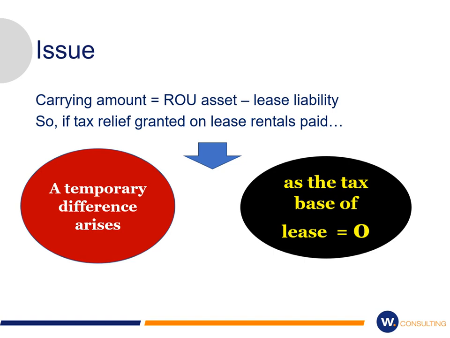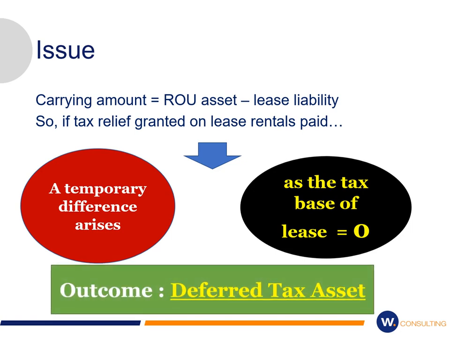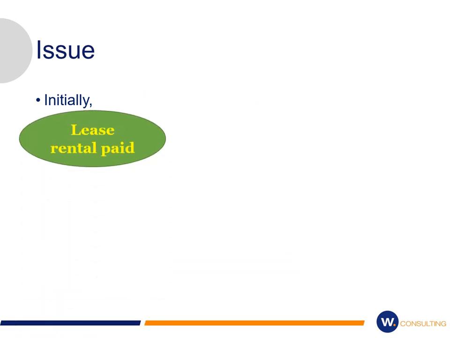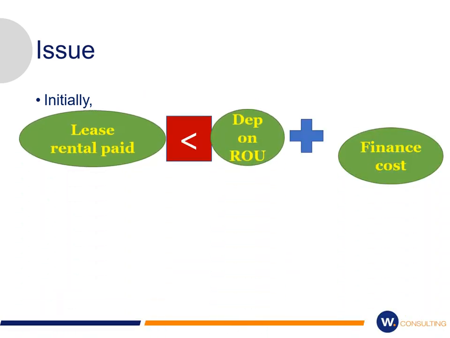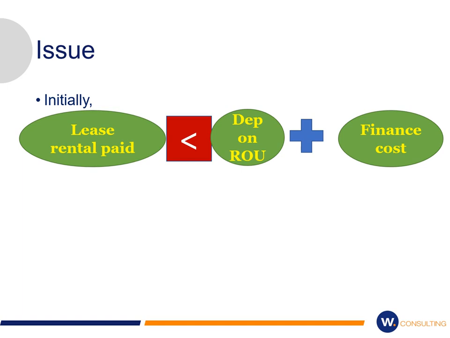Now here comes IFRS 16, and IFRS 16 says that you need to have an asset and a liability. In other words, a right of use asset and a lease liability. The tax base is zero, and the temporary difference arising is the difference for the right of use asset and for the lease liability. The outcome is therefore a deferred tax asset. Now, initially, the lease rental paid is less than the depreciation on the right of use asset plus the finance cost.